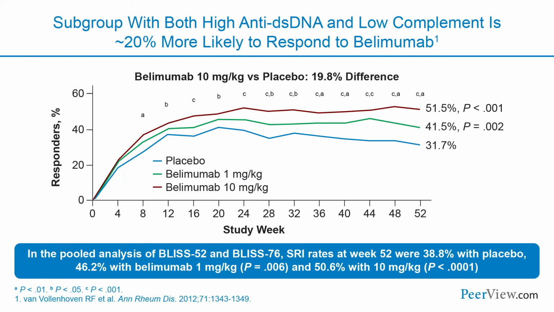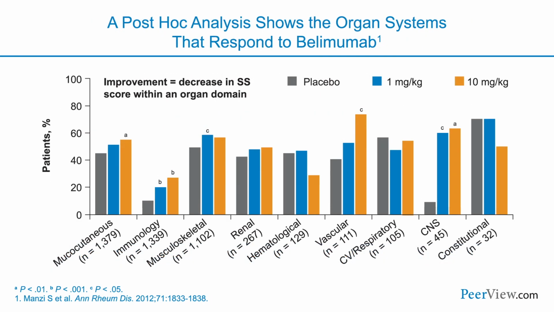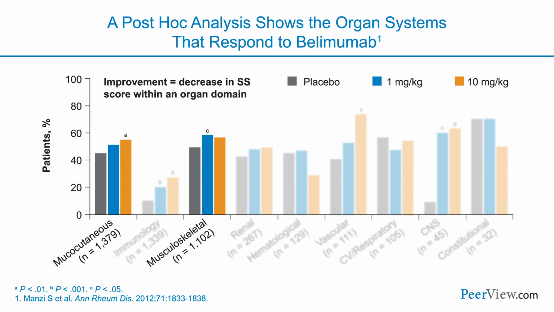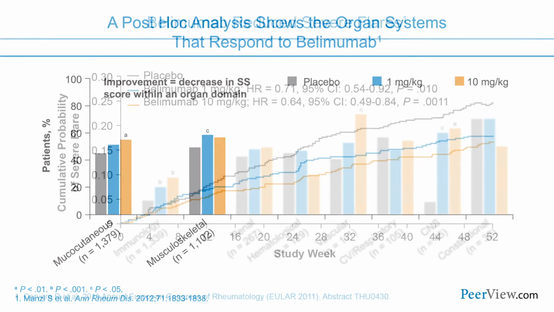I want to show you some of the specific Belimumab data because that's the one that is FDA approved for lupus. Here you see that the subgroup that had both high anti-DNA and low complement was 20% more likely to have a good response to Belimumab than standard of care alone. A post hoc analysis showed statistical benefit in the cutaneous and musculoskeletal organ systems. Remember, those are the two most common that are going to be involved in lupus.